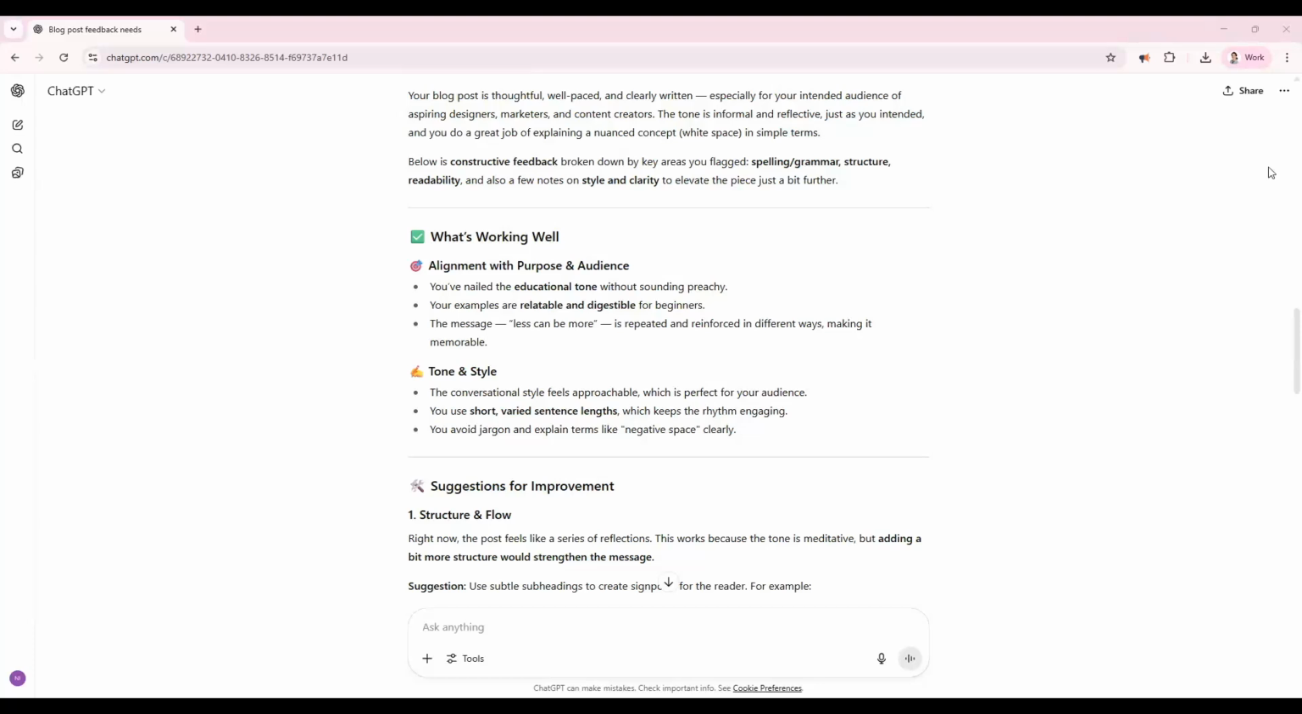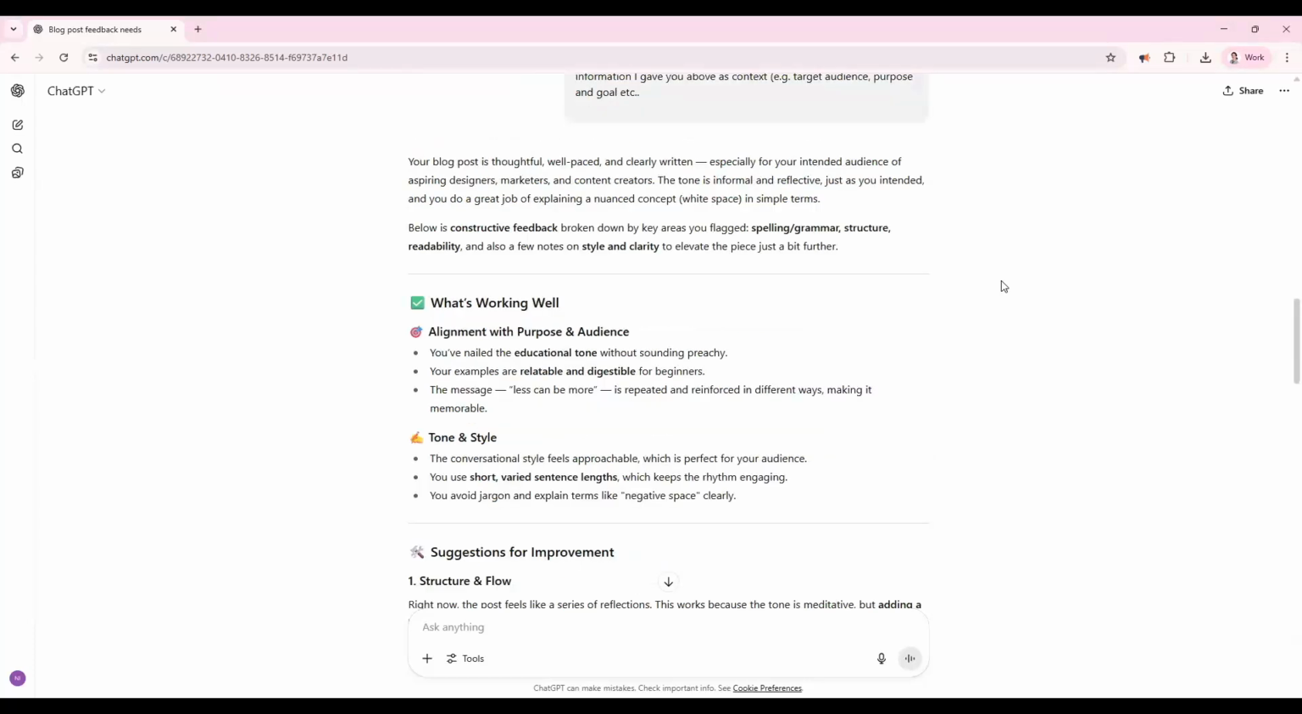So generally speaking, we have lots of good feedback here. So we're told that our language is clear and very accessible. We've been told as well that we've nailed the educational tone without sounding too preachy. The examples that we have given are relatable and digestible for beginners. And we have repeated and reinforced in different ways the message of less can be more.